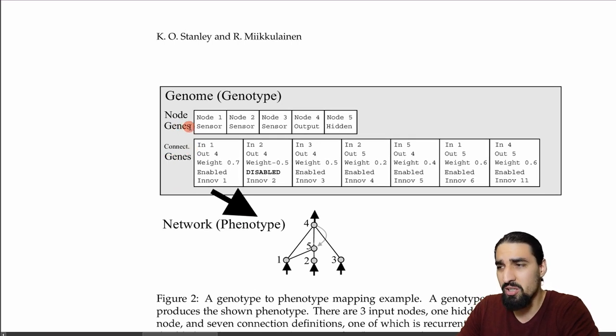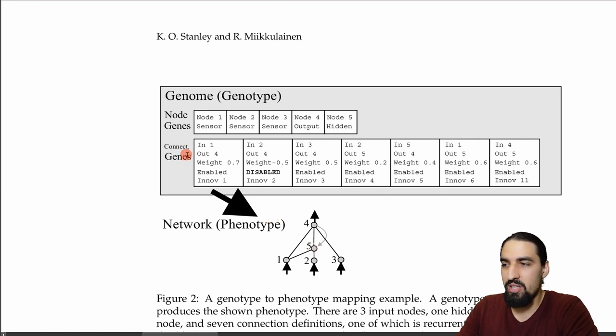Okay, so you can see here they have two different lists of genes. First are the node genes. So we have node 1 through node 5 corresponding to these nodes here. And you can see there are different types of nodes. Some of these are sensor nodes, which means input nodes. Some of these are output nodes, like node 4 here. And then we have the hidden node, node 5 here.